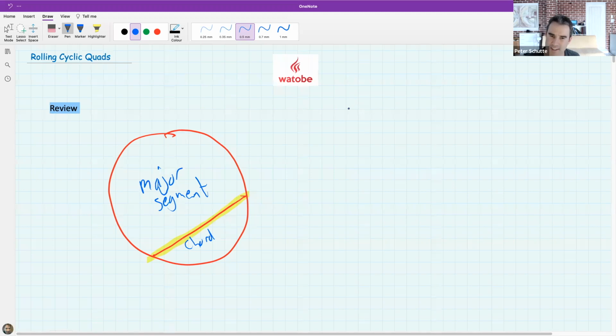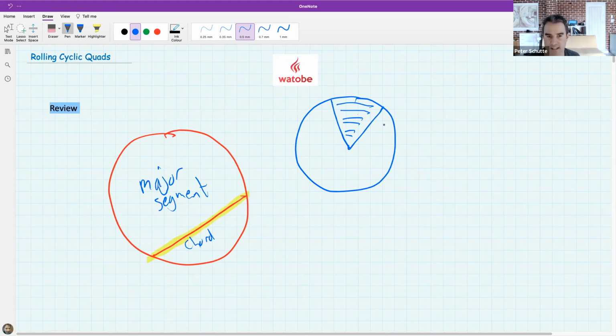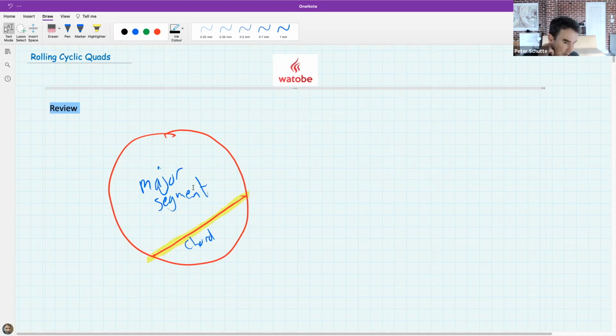We normally talk about segments a little bit more than we talk about sectors. A sector is basically enclosed by two radii like that. It looks a bit like a pizza slice. So that would be a sector. And we also have a minor sector and a major sector, but for the moment we're going to focus more on segments.